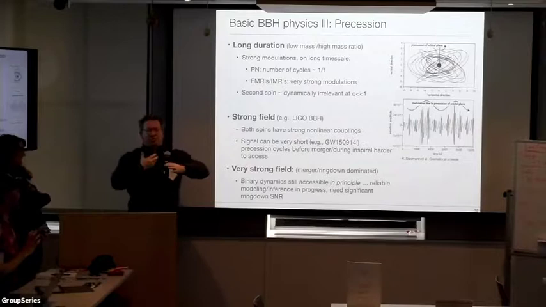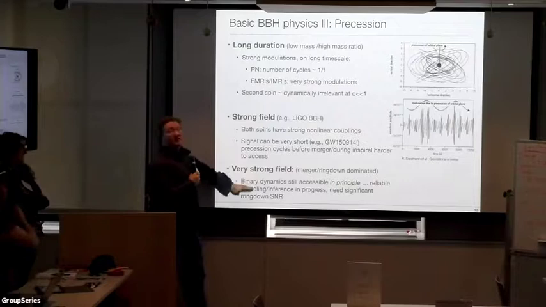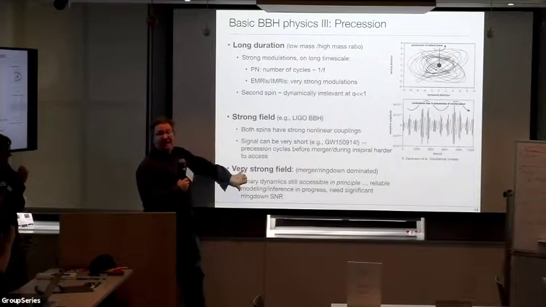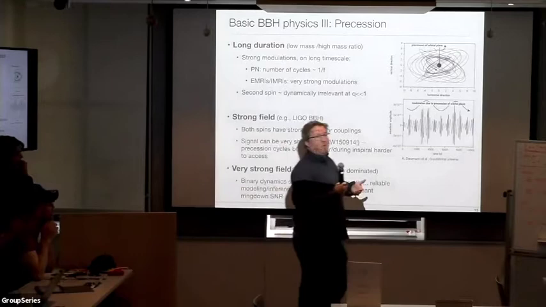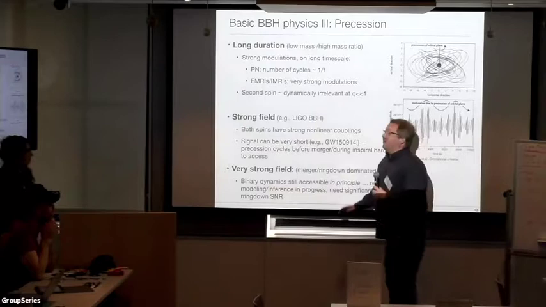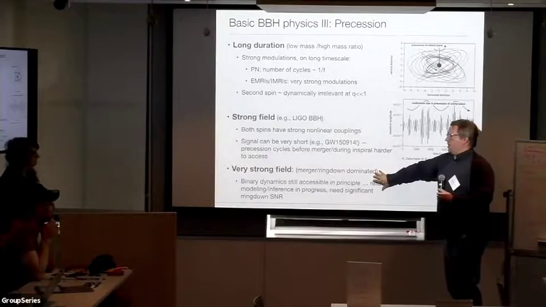Okay. So, as I was saying before, in the very strong field, there is potentially direct access to the binary dynamics, even though you have a single black hole. So even though you're looking at something that only nominally has a few cycles in it, if you see it at high enough signal amplitude, you'll still be able to pull out some clues about the binary physics. And this is for the sort of thing you'd see for a comparable mass merger.